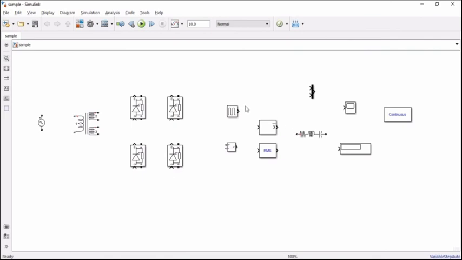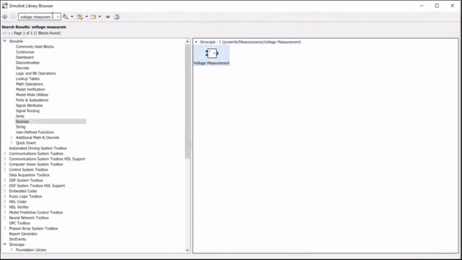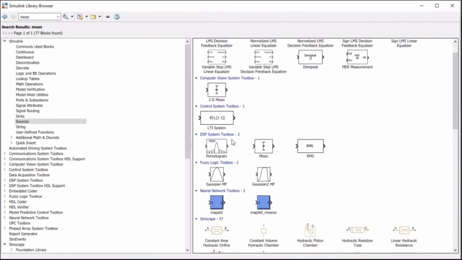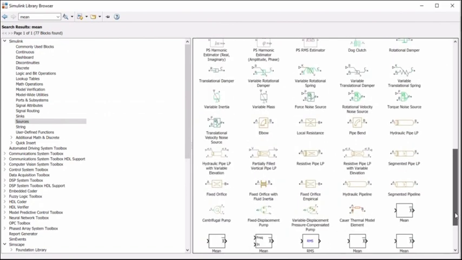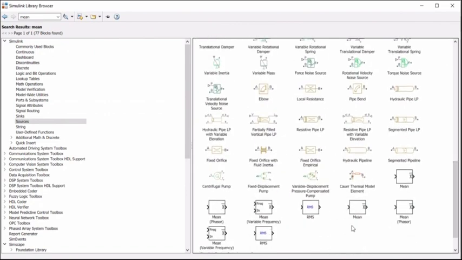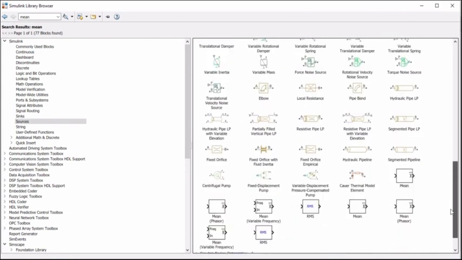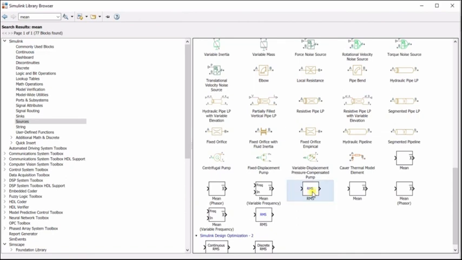Next we need mean and RMS block. The block which is available in the DSP system toolbox or any other stuff, it need not be selected. So those blocks will not work in our Simulink model. The block which is available in the Simscape, so that needs to be selected. So here we can click the RMS block and add it, and mean block also we can add it.